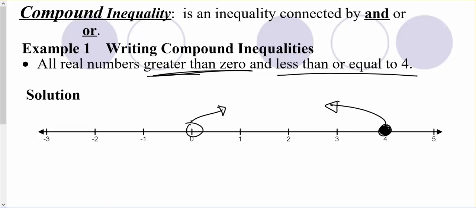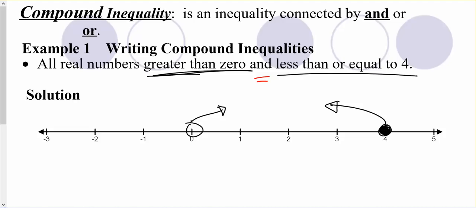Now, any graph that goes in on itself, where from the left it's going to the right and from the right it's moving to the left, you can see they're going in towards each other. Any graph that does that is an AND statement. And this is exactly how I'd read this: all real numbers greater than 0 and less than or equal to 4. So this is an AND statement.